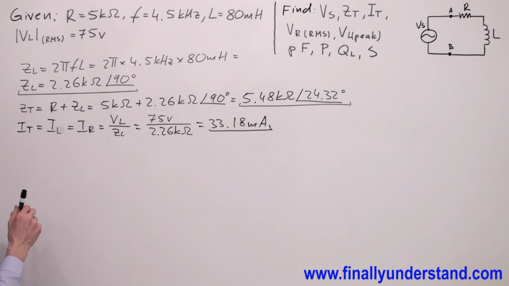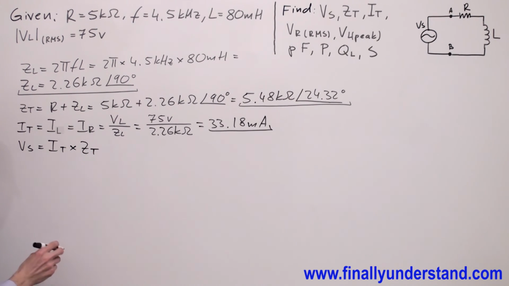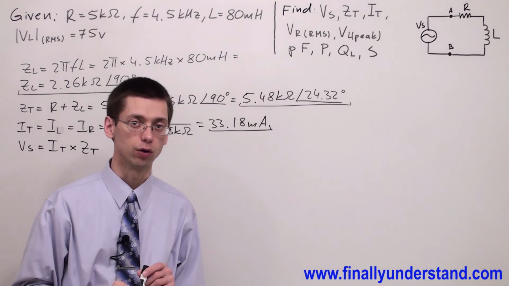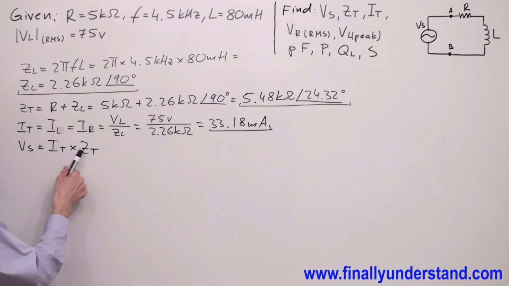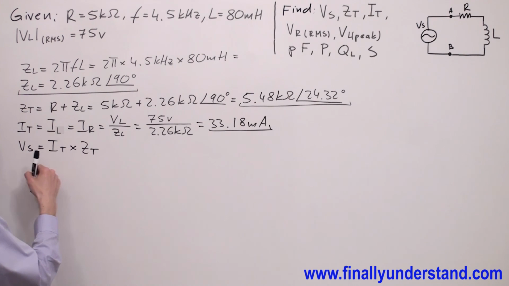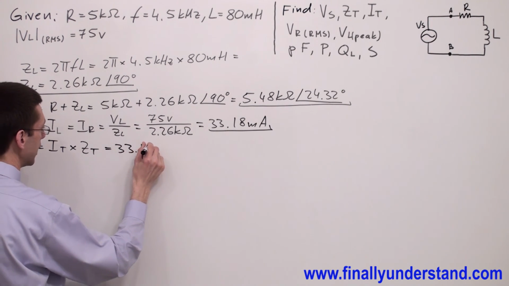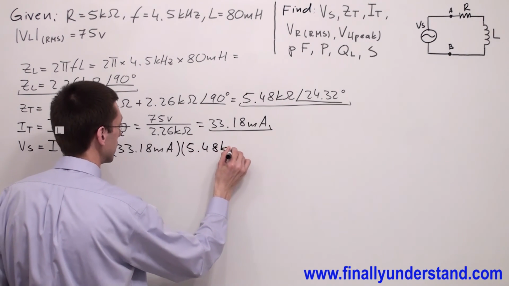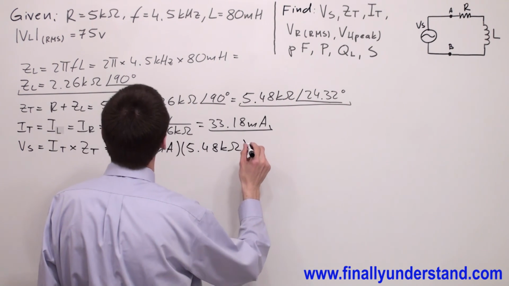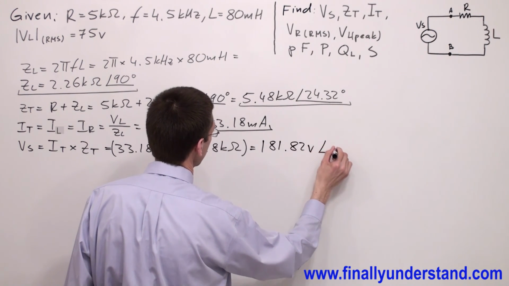Next, I'm supposed to find the voltage source. Voltage source is equal to I total times Z total. I'm going to assume, like always, that my voltage source is going to have angle 0 degrees. That's why I'm going to simply use the magnitudes of the current and impedance to find the voltage. I'm going to use Ohm's law. So if I total is equal to 33.18 milliamps times 5.48 kilo ohms, this is equal to 181.82 volts and angle of 0 degrees.